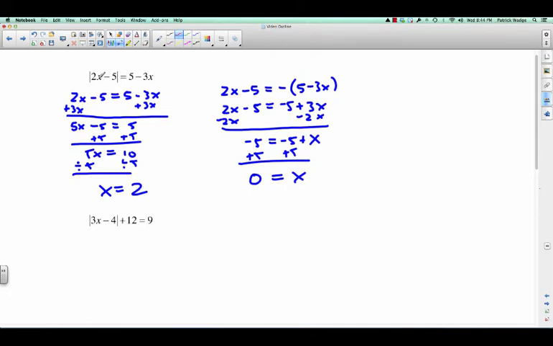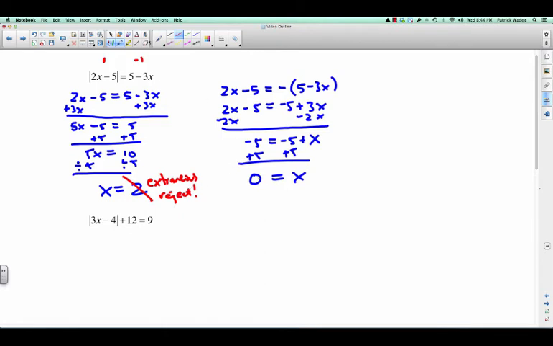2 times 2 is 4, and 4 take away 5 is negative 1, and the absolute value of negative 1 is positive 1. So I'll just write that there. That's what we have to get on this side too. 3 times 2 is 6, and 5 take away 6 is negative 1. Hey, wait a minute, it didn't work. This is an extraneous solution. So you got to reject that. You could put extraneous, or you could just put reject, whatever you want.